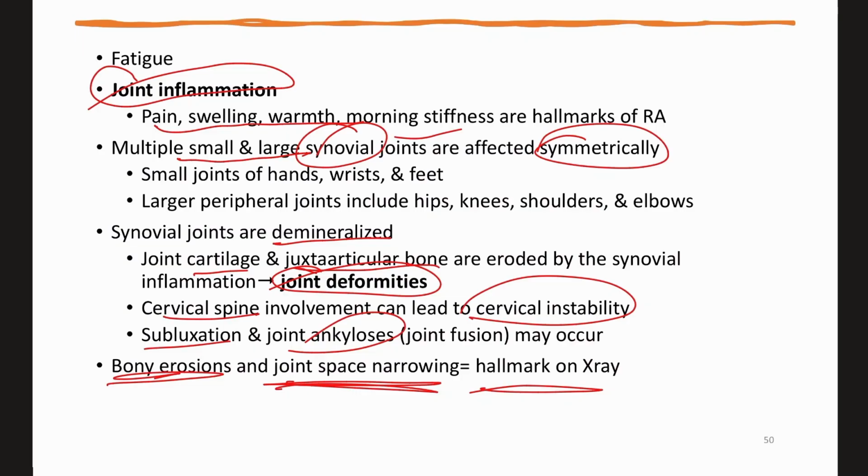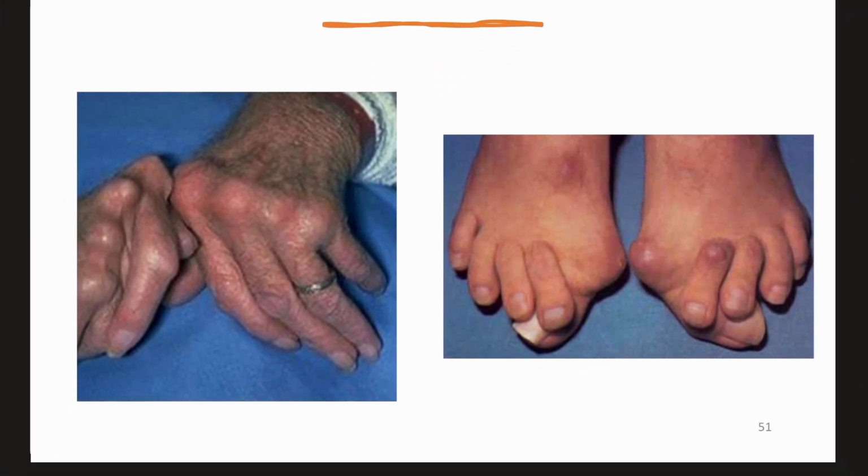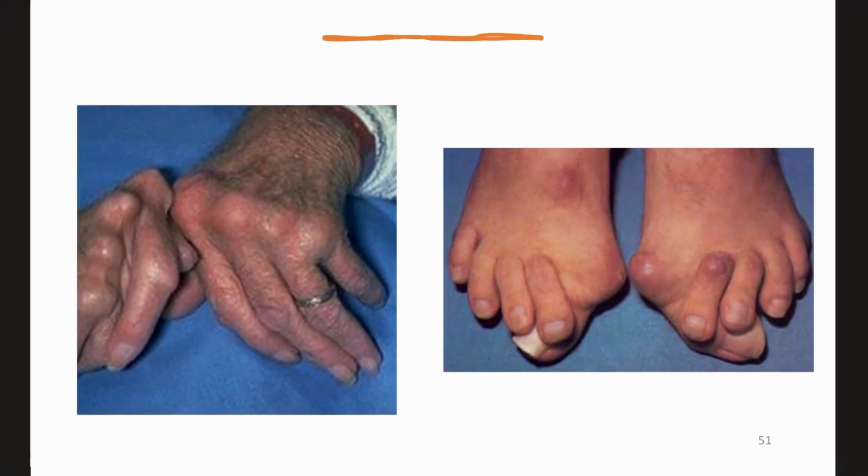So the history is what's going to do a lot. This is what rheumatoid arthritis does to the joints. So if you ever see this type of deformity in the hands or the toes, usually due to rheumatoid arthritis. They got these type of deformities. And we'll talk about them in a second.